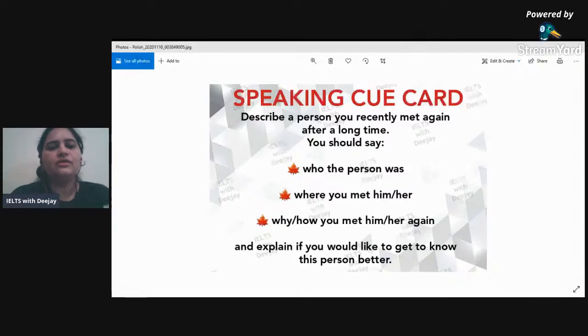Okay. And then when you are telling how you met, where you met, and what conditions there were, you can tell what things you discussed, and explain if you would like to get to know this person better. This is what you have to include. Some students include only 3 bullet points and they leave the question that is at the end, because mostly they ask, explain how you feel. So this question you must answer at the end.